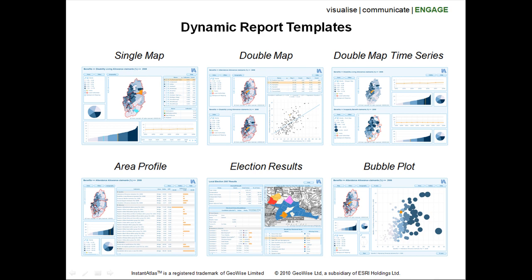However, it has a scatterplot on this side of the report, which allows you to explore the correlation between the 2 indicators that are selected for each map.